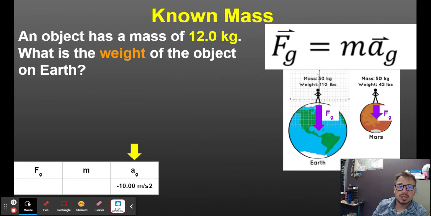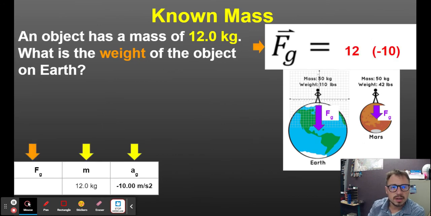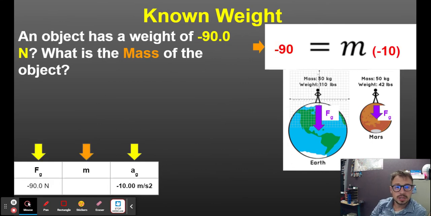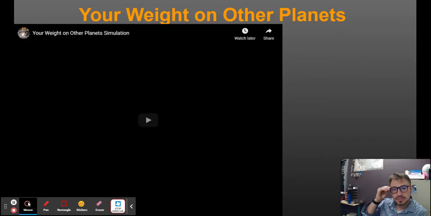All right, so let's just go over some problems. An object has a mass of 12 kilograms. What is the weight of the object on Earth? All I do is plug into that equation and multiply the mass times the acceleration, and I'm going to get negative 120 newtons. Now, if you know the weight and you're trying to calculate the mass, you just plug into that equation again, and now you take the weight divided by the acceleration, and you're going to get the mass. It'll be 9 kilograms. Notice to keep track of those significant figures.